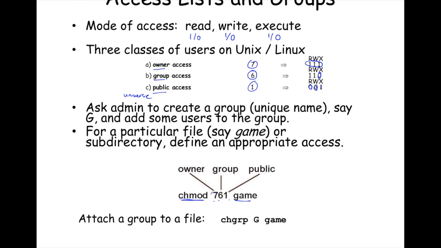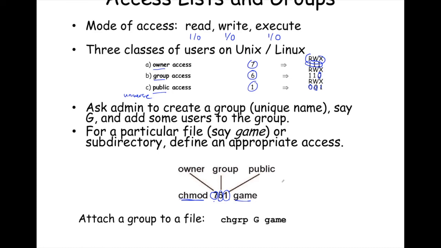Now 7 represents the owner privileges because it's the first decimal. 6 represents the group privileges because it's the second decimal, and 1 represents the universe because it is the third decimal. So then these decimals are decomposed into binary in terms of read, write, execute, and that's how you set the modification or access privileges for a file on your file system.